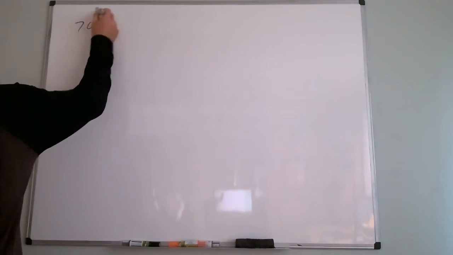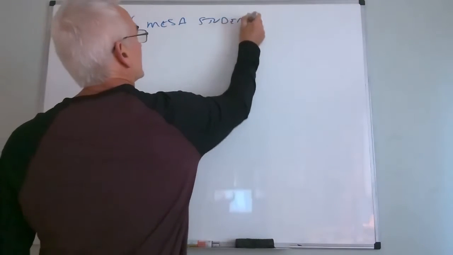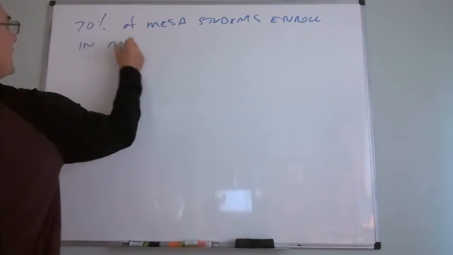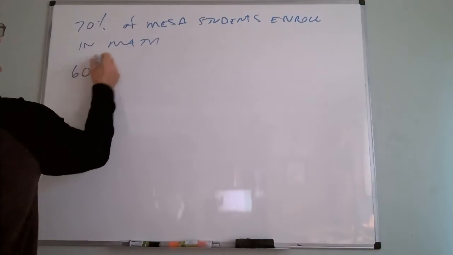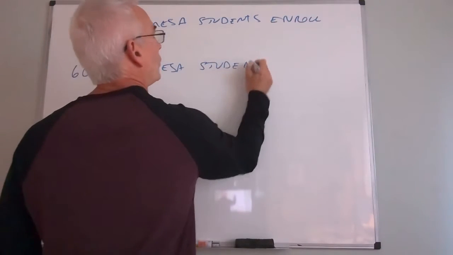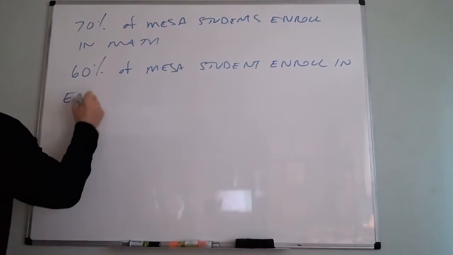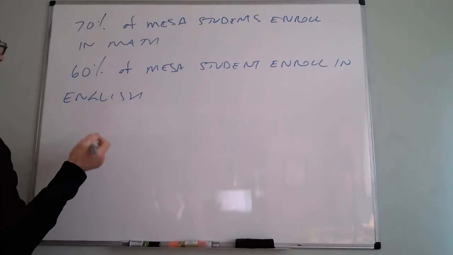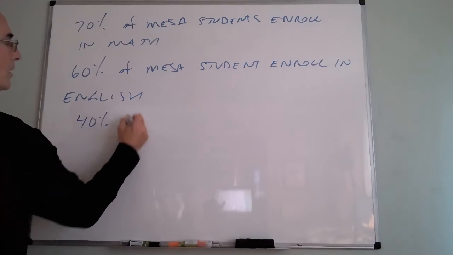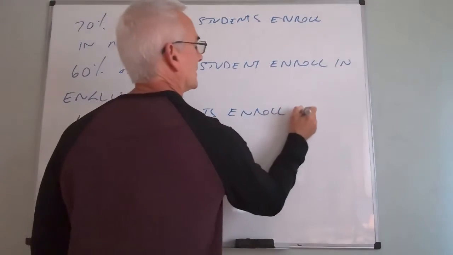Let's say 70% of Mesa students enroll in math, and let's say 60% of Mesa students enroll in English, and let's say, I don't know, how about 40% of students enroll in both.